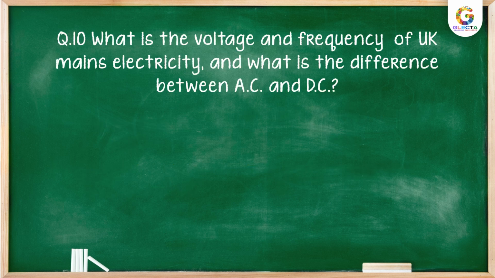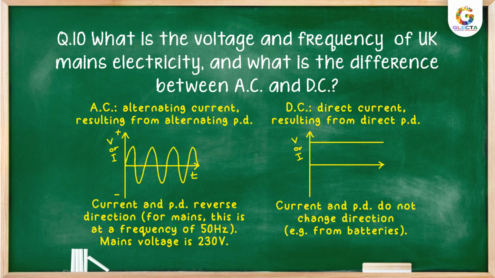Question 10. What is the voltage and frequency of UK mains electricity, and how is AC different to DC? Mains voltage here in the UK is 230 volts and its frequency is 50 Hz. It's AC, alternating current, sometimes called alternating PD. The current and PD reverse direction many times a second. DC is direct current or direct PD. The current and PD do not change direction. That's what you get out of batteries, for example.